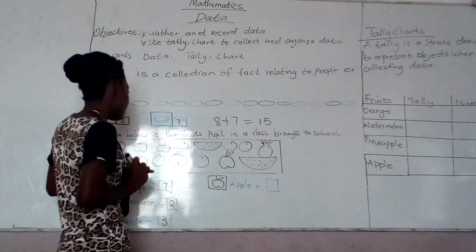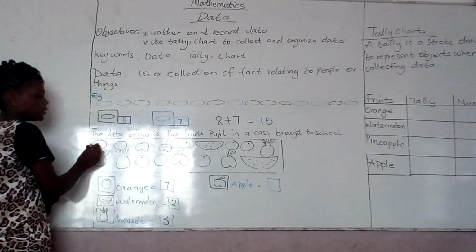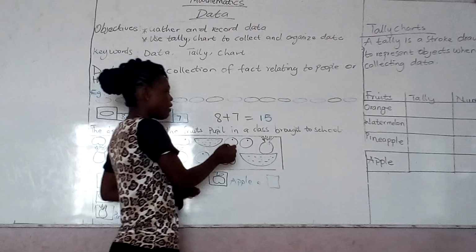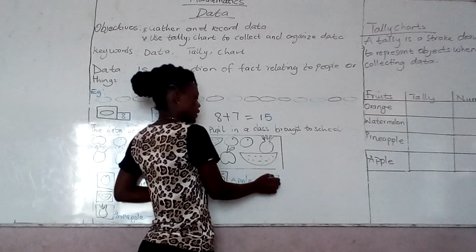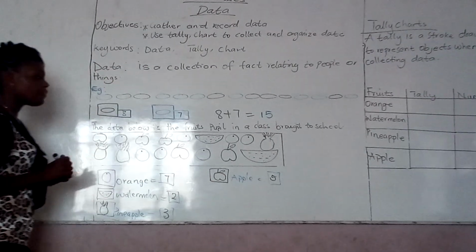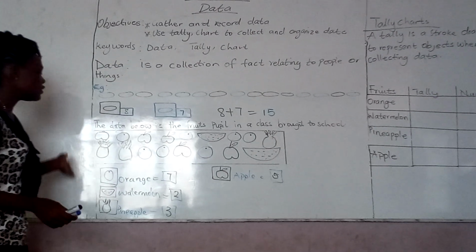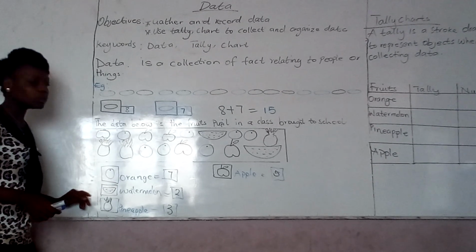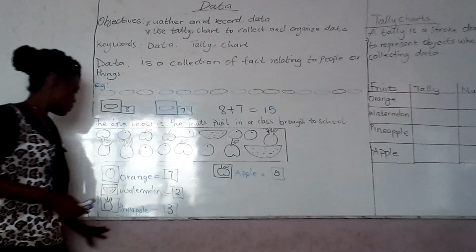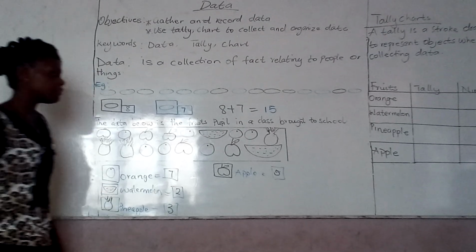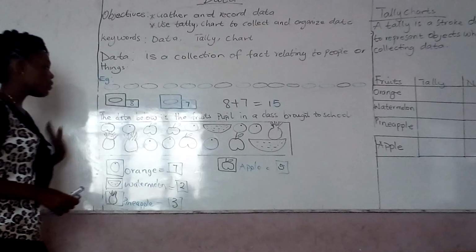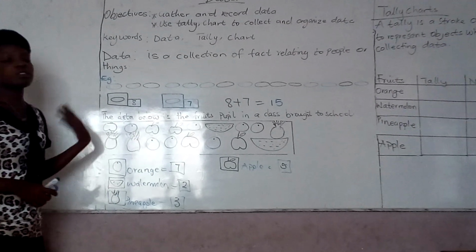And then how many apples? 1, 2, 3, 4, 5. So the children brought 5 apples. So 7 children brought oranges, 2 children brought watermelon, 3 brought pineapples, and 5 brought apples.